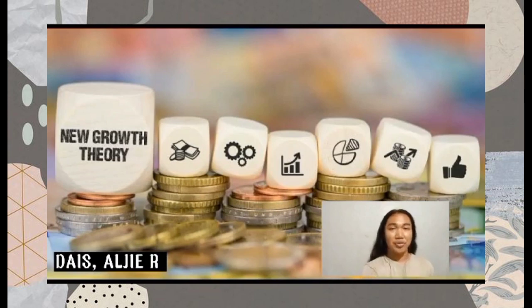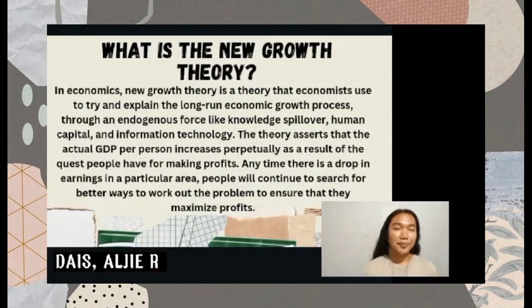So what is new growth theory? In economics, new growth theory is a theory that economists use to try and explain the long-run economic growth process through endogenous forces like knowledge spillover, human capital, and information technology. The theory asserts that the actual GDP per person increases perpetually as a result of the quest people have for making profits. So anytime there's a drop in earnings in a particular area, people will continue to search for better ways to work out the problem to ensure that they maximize profits.